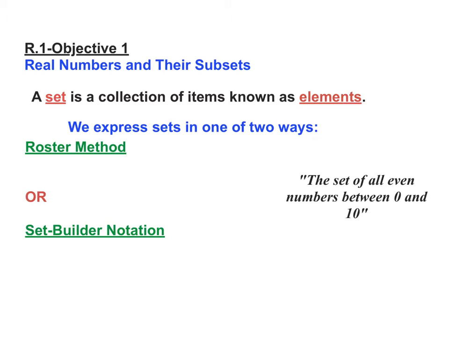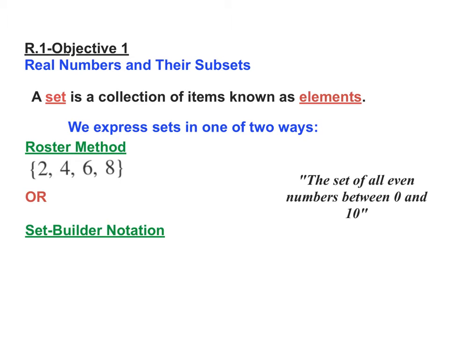Okay, so what are those numbers? When we say the set of all even numbers between 0 and 10, what numbers are we talking about? 2, 4, 6, 8. 10 is not included. We don't include 0, we don't include 10. Between. Okay, so the roster method, we just list them. So there's the roster method. That's what it would look like.